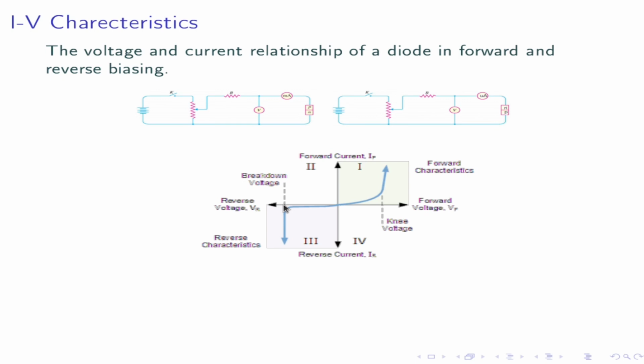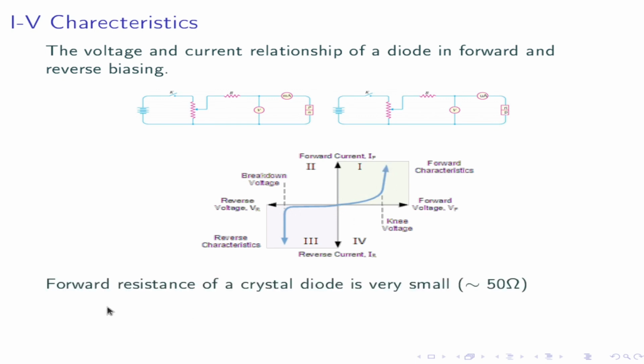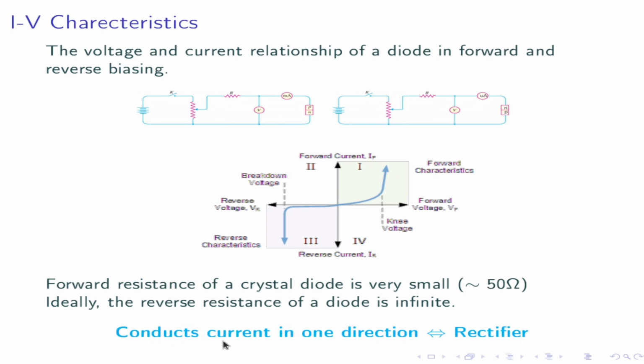Thus, it is clear the diode conducts current only when it is forward biased. The forward resistance of a crystal diode is very small and the reverse resistance is very large. Ideally, it is infinity. So, current conducts only in one direction. Thus, a diode can be used as a rectifier.